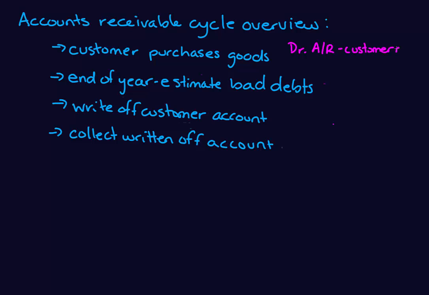In our last video, we talked about how during the year customers purchase goods, and our journal entry would have been debit to accounts receivable with the customer's name and credit to sales revenue. We also went through the process of estimating bad debts under 3 different methods. Under each of the methods, our journal entry was debit to bad debt expense and credit to allowance for doubtful accounts. And this was a contra account to the accounts receivable account.